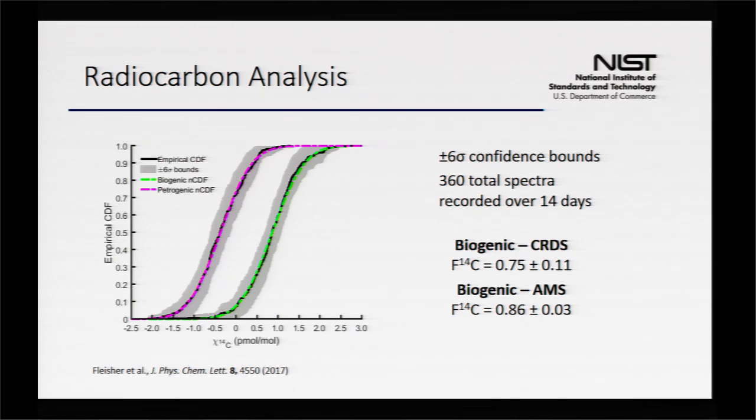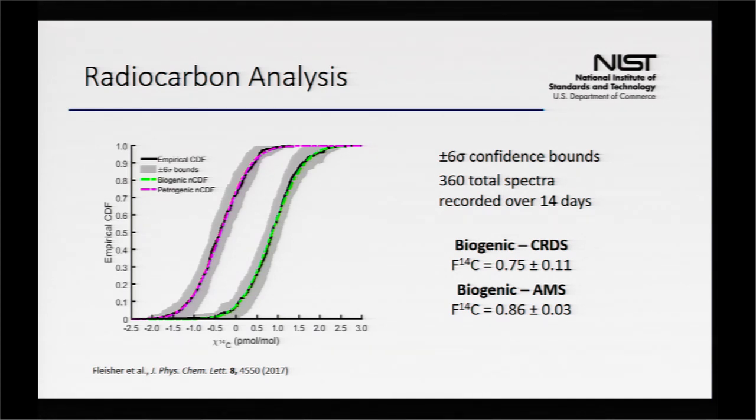So we were able to do that measurement on 2 different samples, one of biogenic origin and another of petrogenic origin. So the petrogenic sample is completely depleted in C14, and we can clearly distinguish between the 2 samples, as you see on these probability distribution functions.